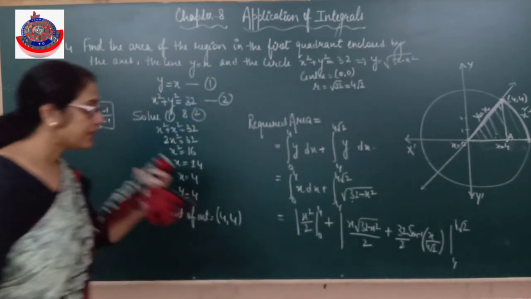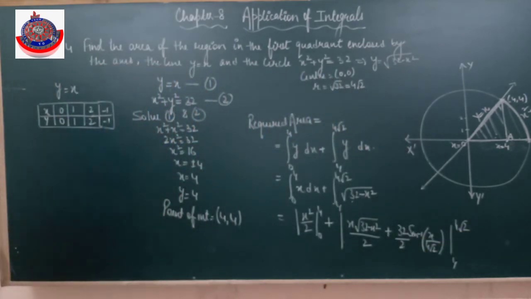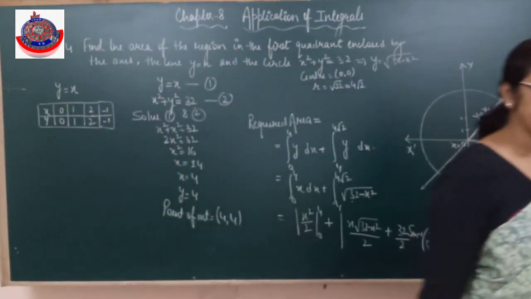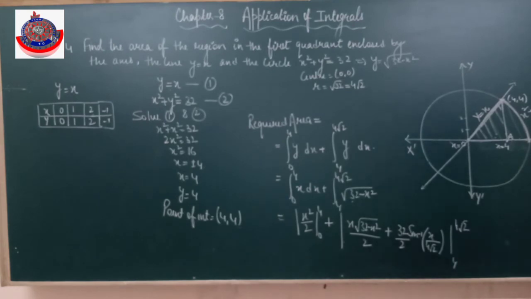Now you put their upper limits minus lower limit and then you will solve it. Is it clear to everyone? So very easy. Answer you will be finding it on your own. So what do you have to do?